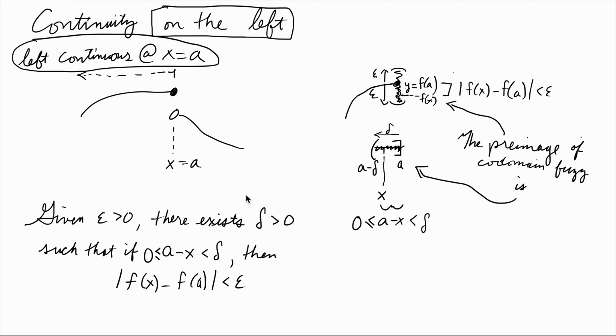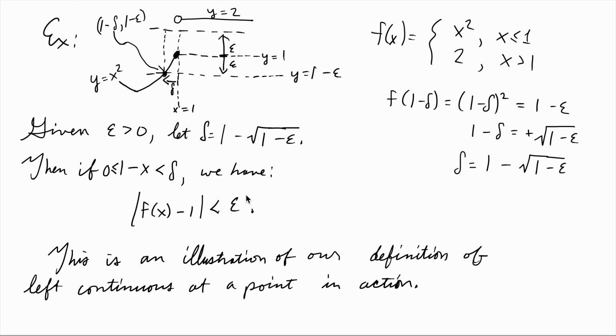So let's look at an example of that, a piecewise function. So x squared on the left of 1 up to 1, and then 2 on the right. Given some codomain fuzz, epsilon going up and down, f of A in this particular case is 1 and A is 1 as well. So we're plugging 1 in and getting that out right there.